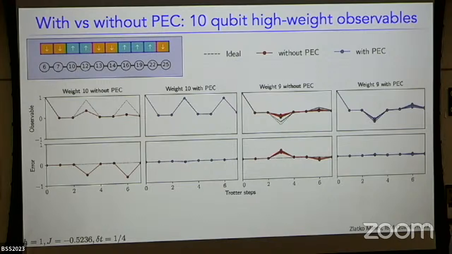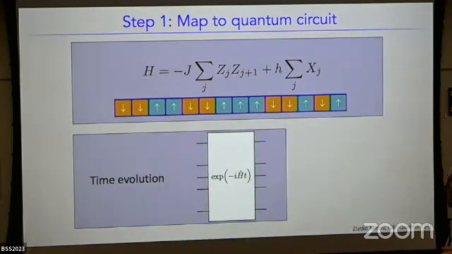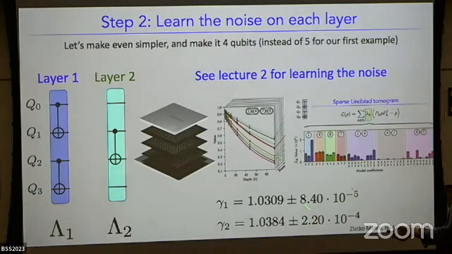Yeah. But the certification is anyway assuming you've correctly learned the noise. You can extend that to ask, what happens if I have an error bar on the noise? But if I go back to the learning of the noise, the error bars are really small, so they're not the limiting mechanism. Yeah. Yep.